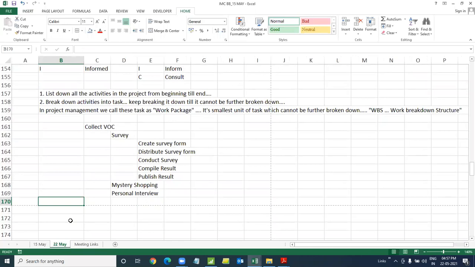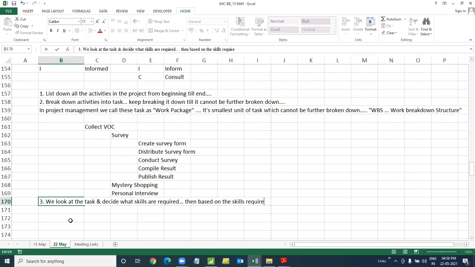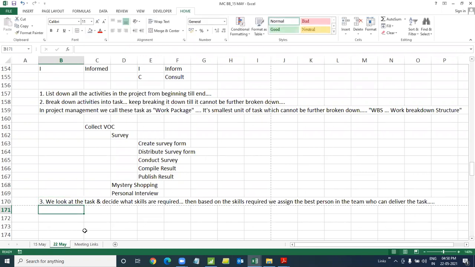First thing first. Number 3, we look at the task and decide what skills are required. Then based on the skills required, we assign the best person in the team who can deliver the task. So creating a survey form, we probably want somebody who has already done it. Our quality guys have been doing it consistently, doing a lot of surveys. So pretty much we can have the quality person do it. Distribution, they can look into it, because conducting the survey and compiling, they've been doing it. So this person can look into all the quality-related, survey-related stuff.